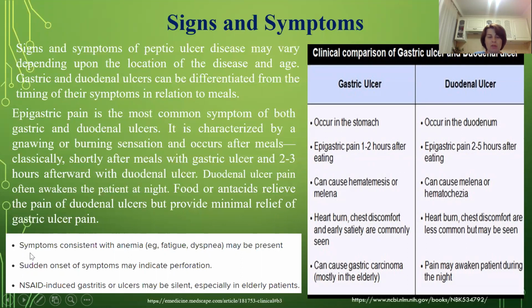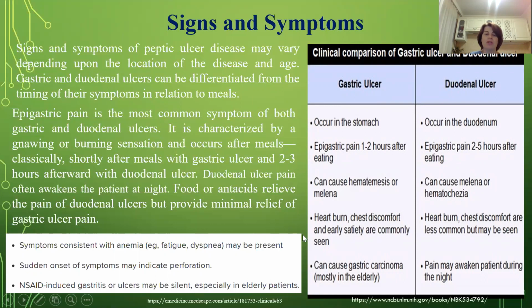Also, peptic ulcer disorder can present with symptoms consistent with anemia. The sudden onset of symptoms may indicate perforation. NSAID-induced gastritis or ulcers may be silent, especially if patients are old. Patients with gastric ulcers, if they are complicated, usually have hematemesis or melena. A duodenal ulcer patient can also have these symptoms, but not so frequently.